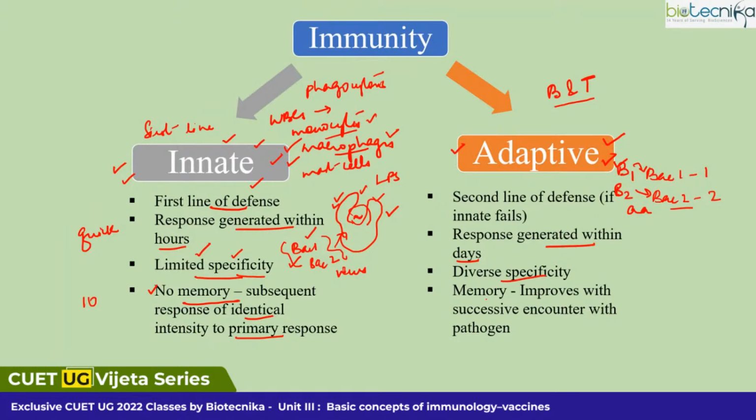Then memory, yes. Here you also see the memory response. Suppose the first time the pathogen entered, the B cells got activated. When the B cells get activated, they proliferate. Proliferate means there'll be a large number. Suppose B1 got activated, so a large number of B1 cells will be formed.